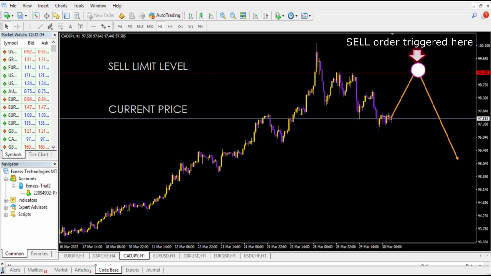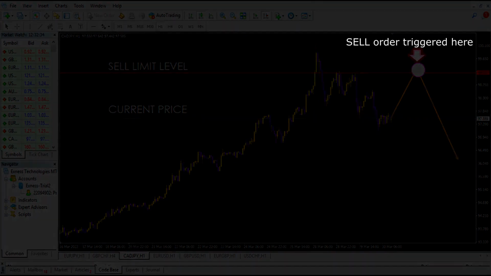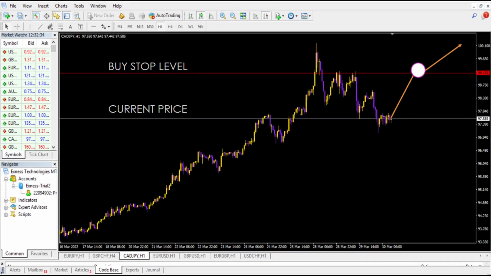Now, the pending stop orders are the opposite of the limit orders. In this case, when do we use a buy stop order? For instance, per your predictions by your trading analysis, you realize when the current price moves from down here to a level up here, it's going to continue upwards, which means you would like to buy at this level at the top, but maybe you would like to enter a pending order so that automatically the trade will trigger even if you are offline.